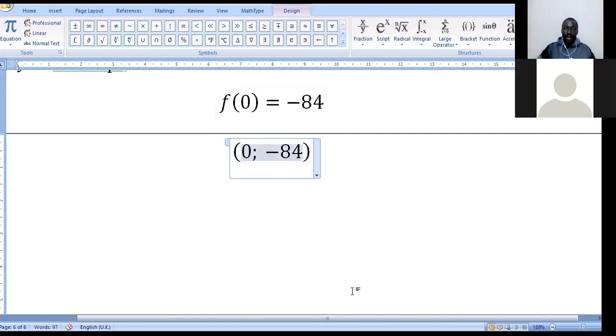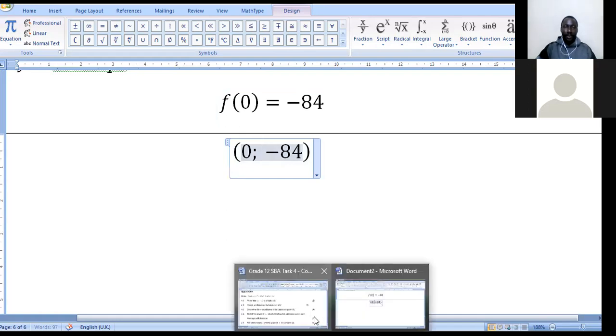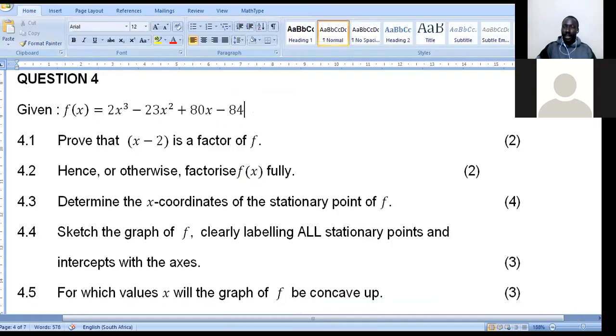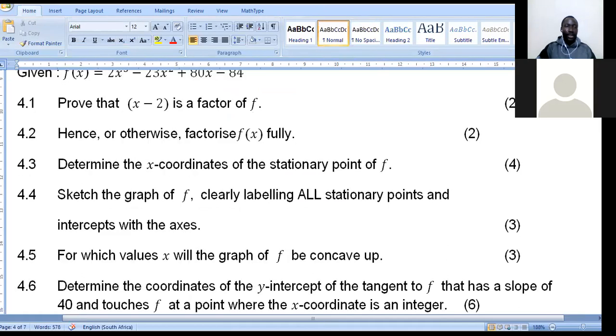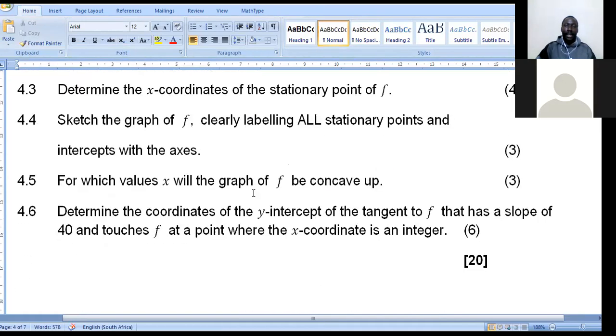So what else is there? Are we not yet done? I guess we are supposed to be getting done really soon. Yeah, all right. Just do these last two really quick. For which values of x will the graph of the function be concave up? The graph of the function is concave up when, well, for which values of x?